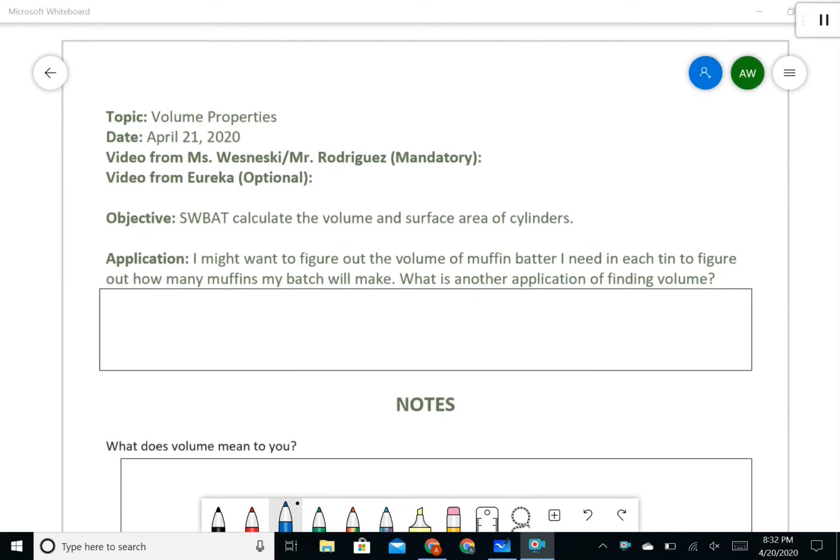One application of this is, for example, I might want to figure out the volume of the tins that I'm using to bake muffins and figure out how I can best distribute my muffin batter or how many muffins I can make with a single batch. So right now I'd like you to pause this video and write down one other application of finding volume of an object.